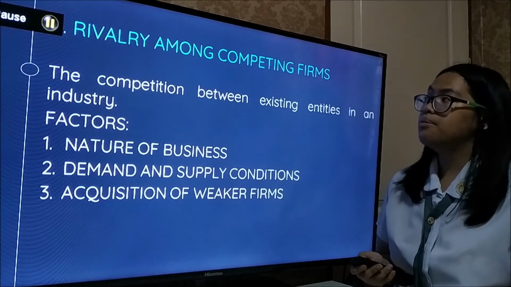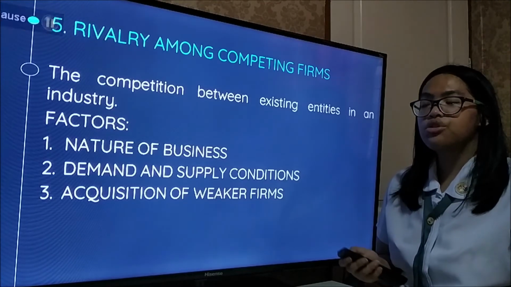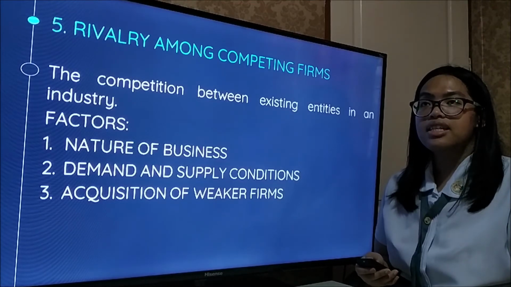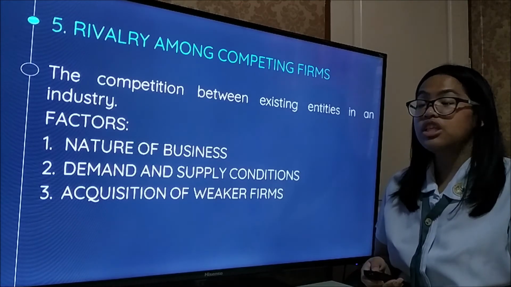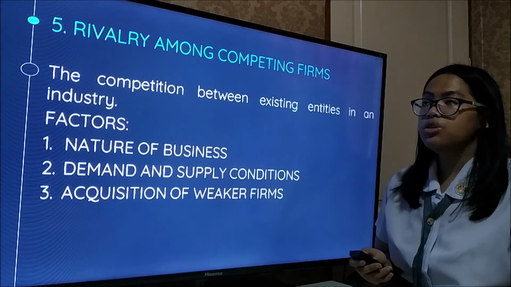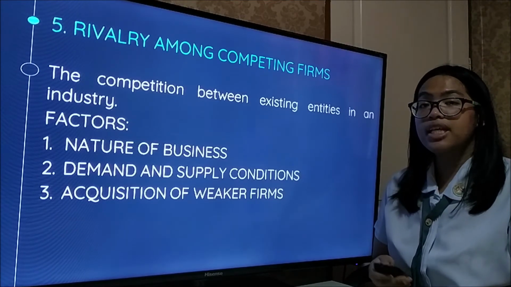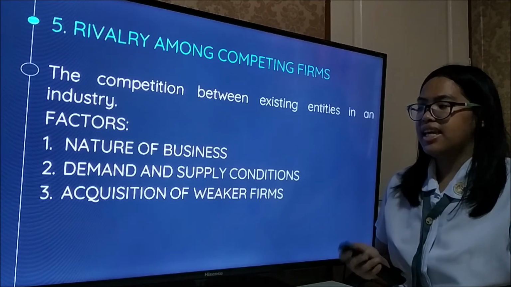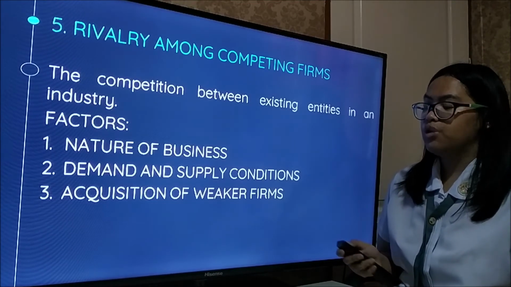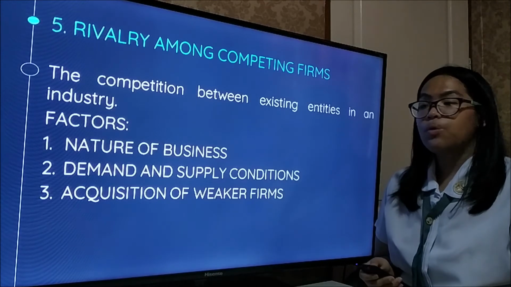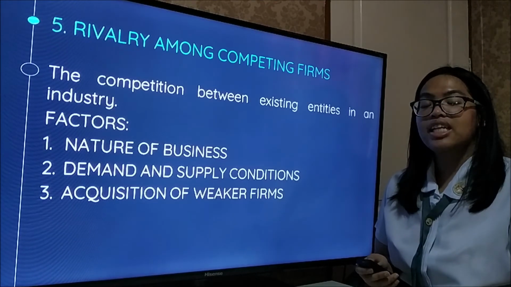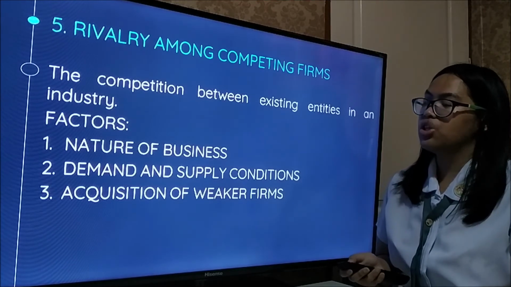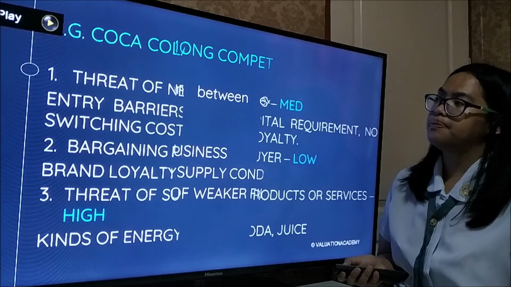Next is the rivalry among competing firms. Some of the factors to consider are first the nature of the business, whether the product is a commodity product which is difficult to differentiate. Next, the higher the consumer demand, the more favorable it is, while a high supply is unfavorable to the existing entity. And last is the acquisition of weaker firms. When a competitor is acquiring weaker firms, it means that it is producing a larger market share. As such, it constitutes a threat.